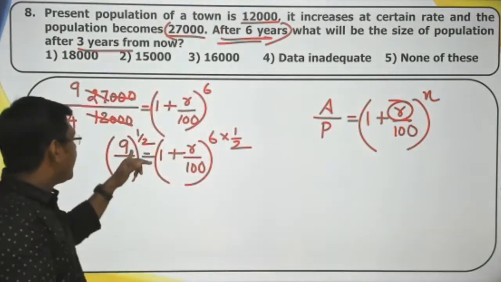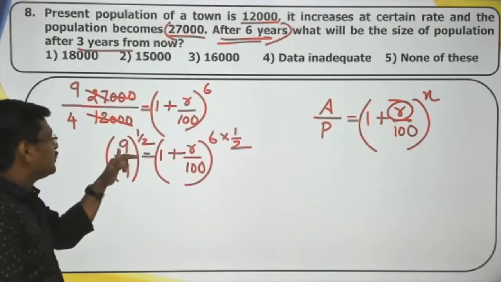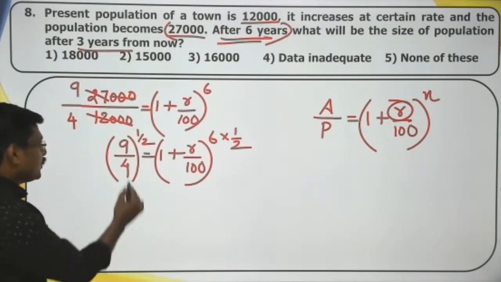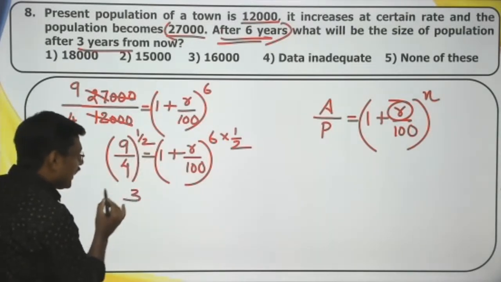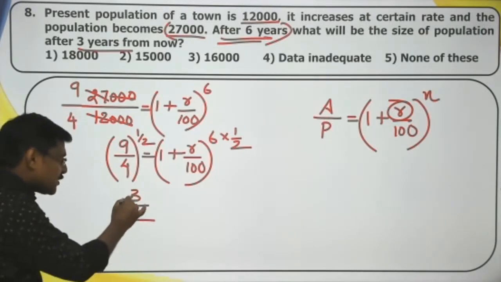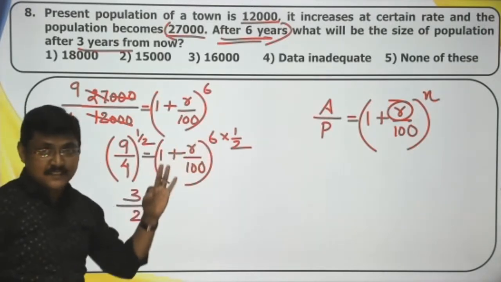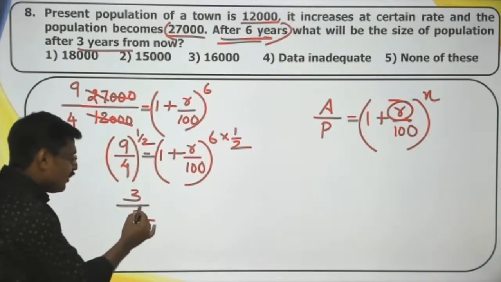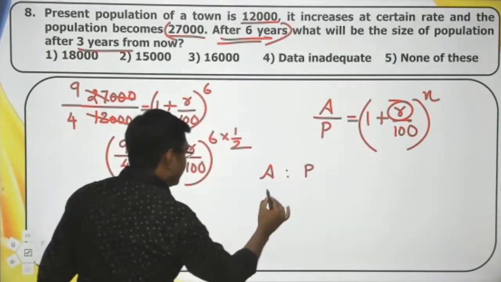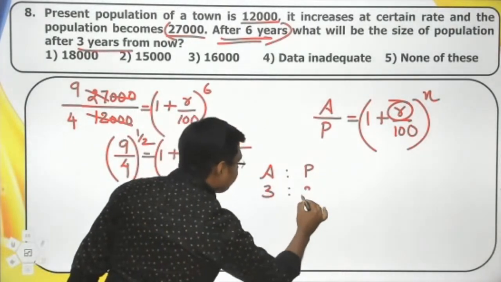Similar to that, if we write something raised to 1 by 2, that is 9 raised to 1 by 2, it means the square root of 9, and this is the square root of 4. So the square root of 9 is 3 and the square root of 4 is 2. So finally we got the amount to principal ratio for 3 years, that is 3:2.